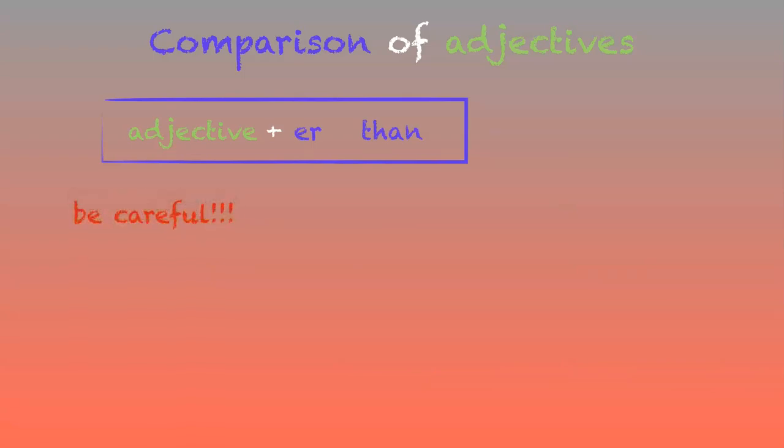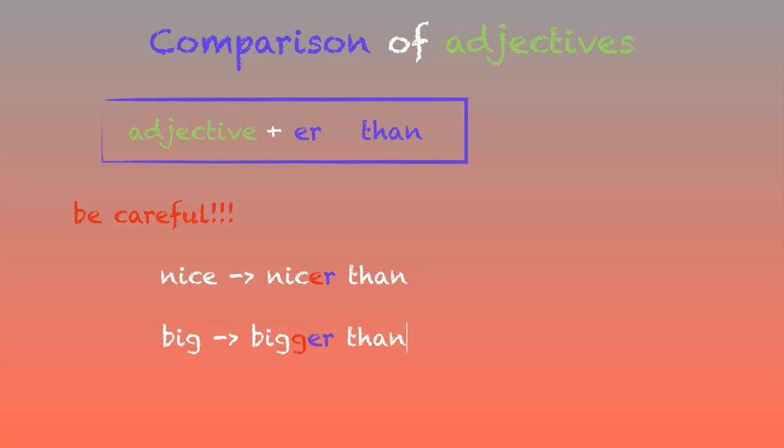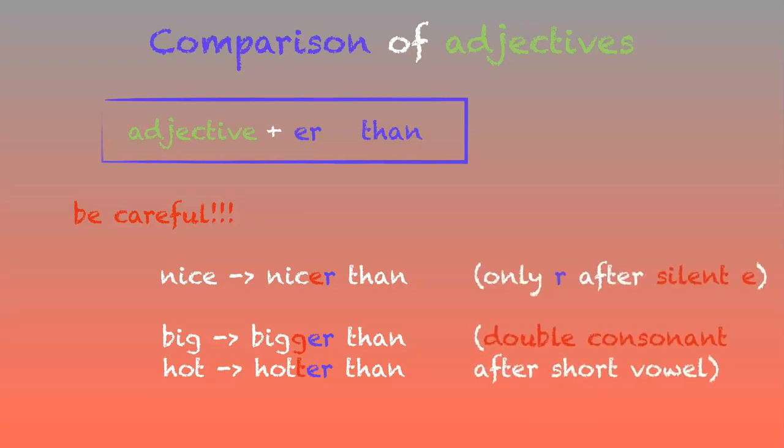You have to be careful with the writing in some places, because when you look at nice, you have nicer than. When you have big, you have bigger than, and hot is hotter than. And as you can see, there are some problems, because after a silent E, you only have an R. You don't have to add ER, because there is already an E there. And you have to double the consonant after a short vowel, like in big, hot, for example, or fit would be another example.